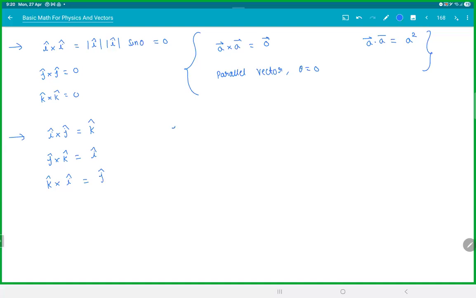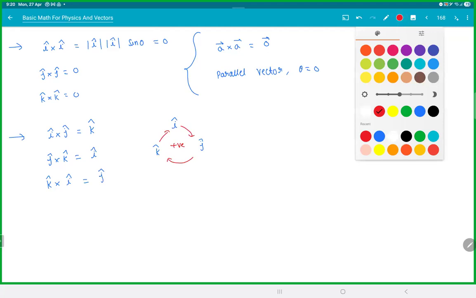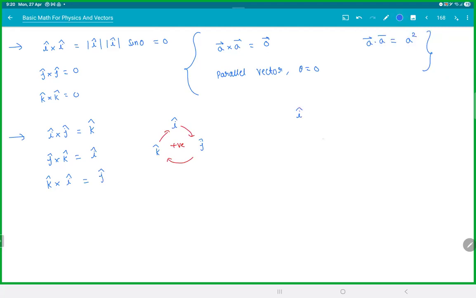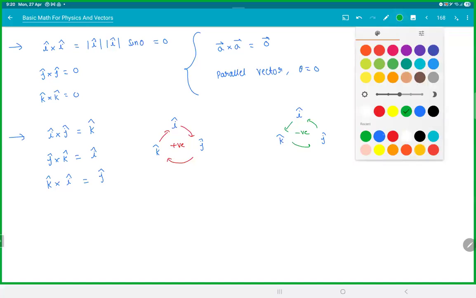Easy way to remember: i cap, j cap, k cap. If you rotate from i to j, you'll get k cap. If you go from j to k, you'll get i cap, and k to i, j cap. This is the positive cycle. If you rotate in this direction, you'll get all positives. Similarly, I can make a negative cycle. If you go this way, you'll get all negatives.